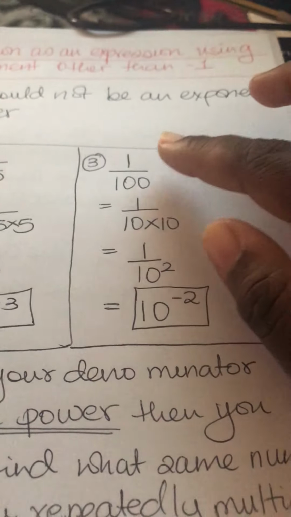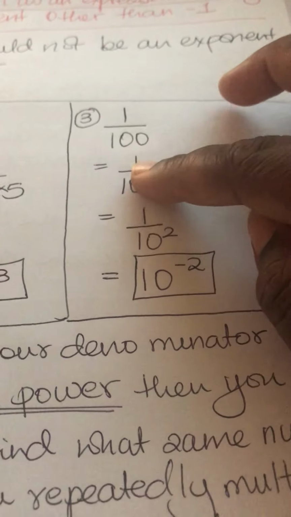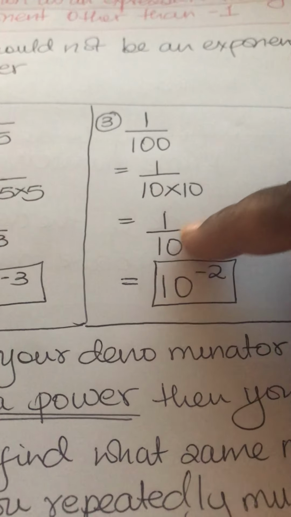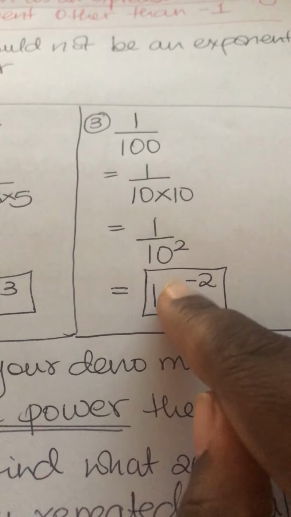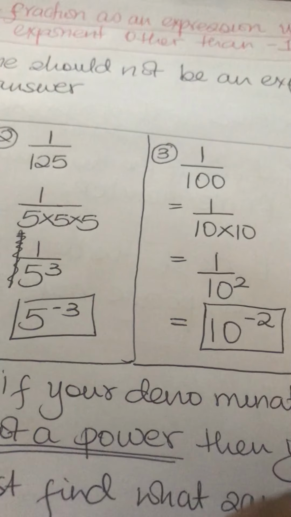There. Let's do 1 out of 100. I know that 100 is 10 times 10, and that means 10 squared. So this is 1 out of 10 squared. And then I just write it as 10 to the negative second power, and I box my answer.